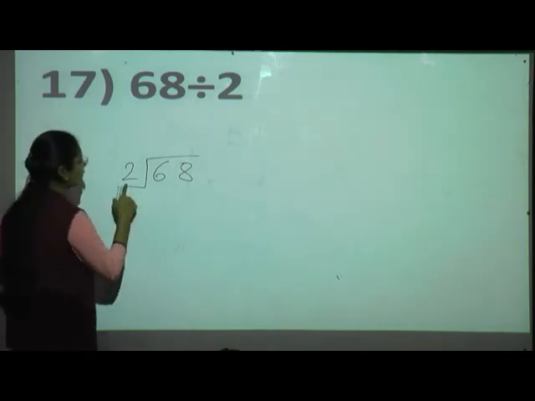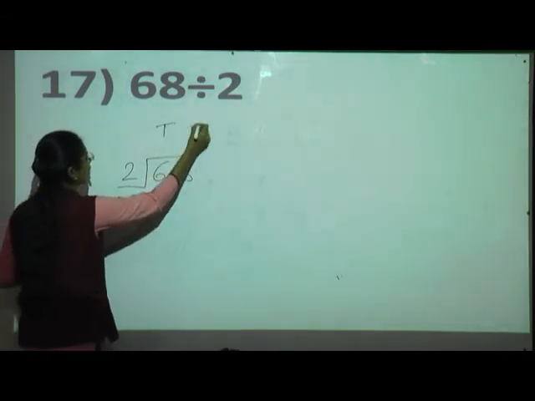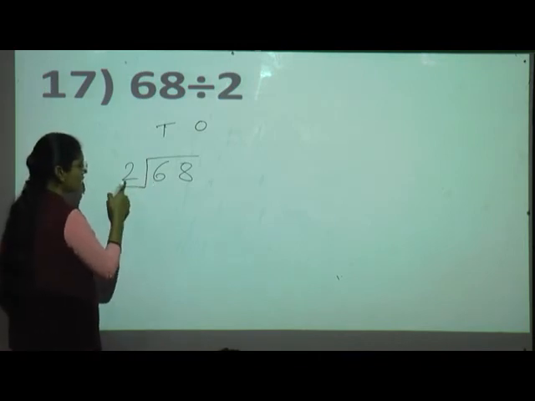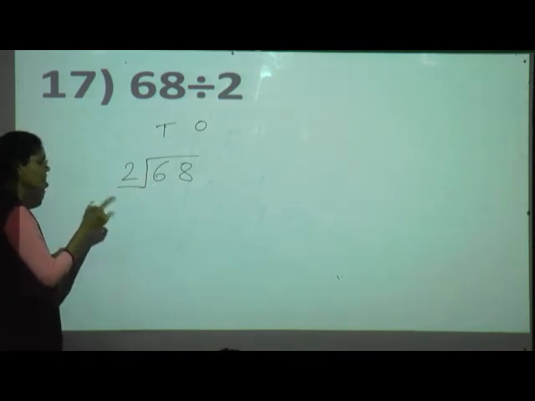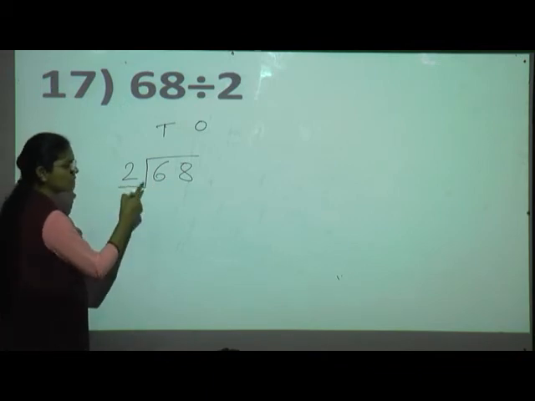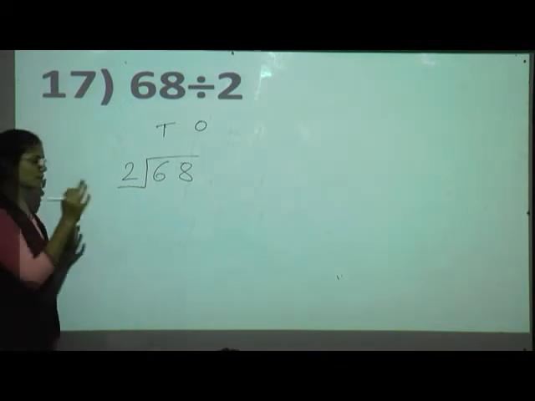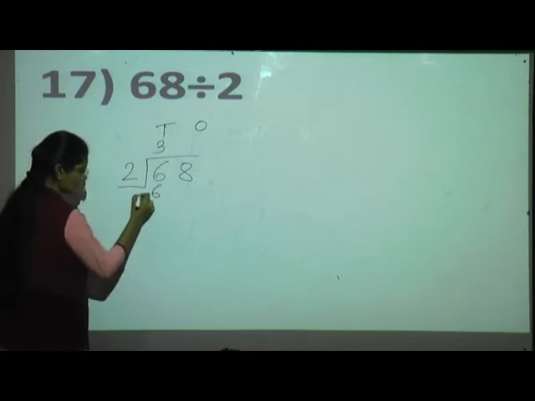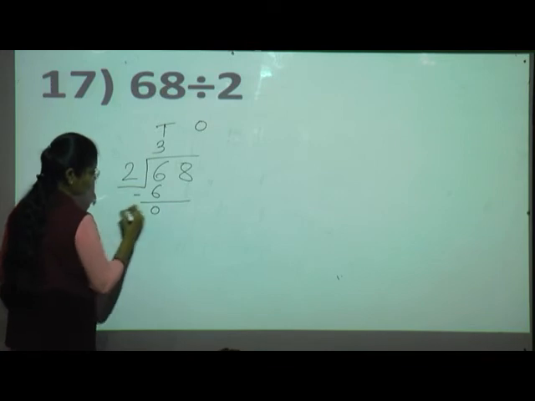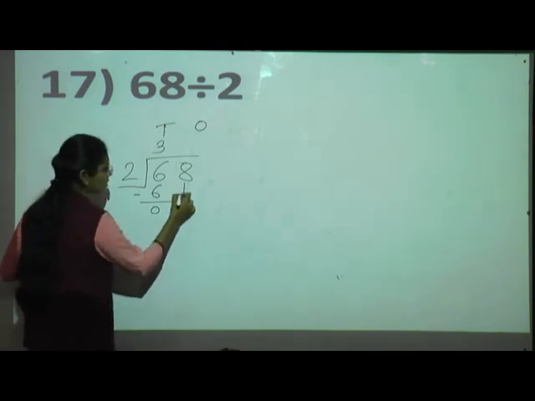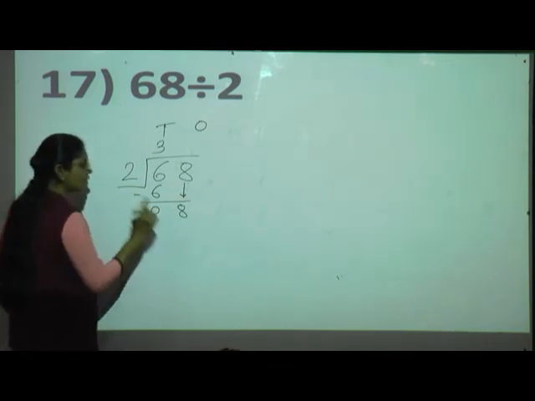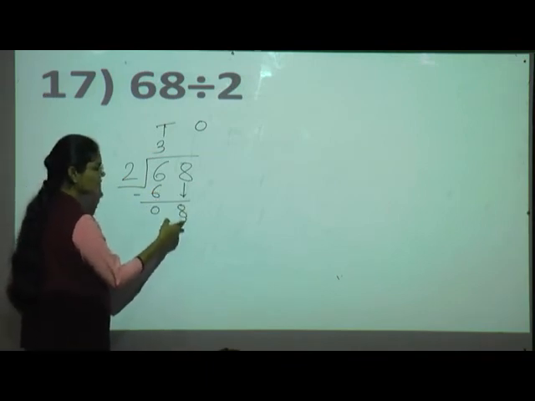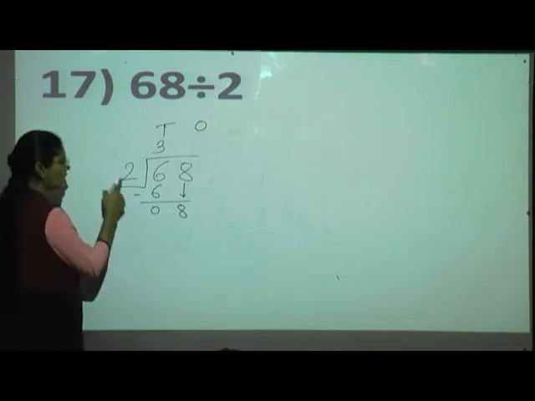68 divided by 2. This is 2-digit number, so we'll write their places tens and ones. At tens place here 6 is there, so 6 divided by 2 first we will do. Okay, now in 6 how many 2's are there? In 6 there are 3 2's. Okay, so 2 3's are 6. Then 6 minus 6, 0. Okay, then this number we have to take down. So here we will draw one arrow and this number we will take it down. Here 8 will come.